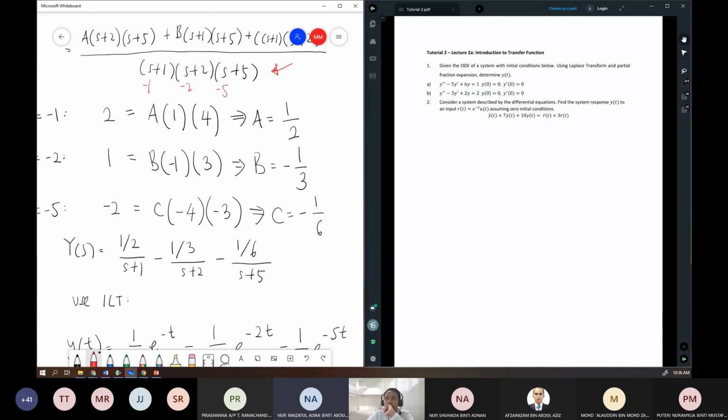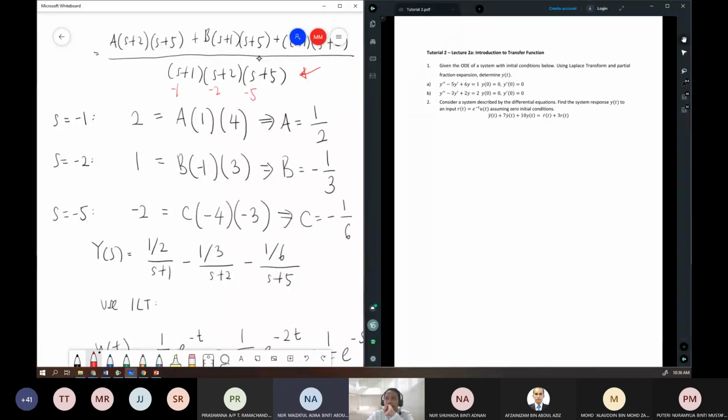Tapi actually any value boleh, ABC nanti jadi lebih complicated lah. So to make it easy, kita cari value of s so that the denominator becomes 0, which is more easy, simple sikit. Baik, sir. Juga boleh dapat juga tapi lebih complicated sikit.